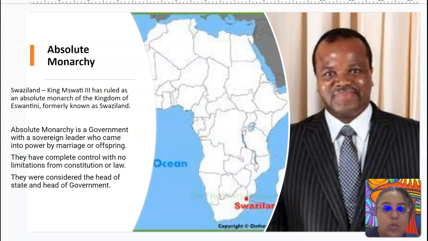Absolute monarchy: Swaziland. King Mswati III has ruled as an absolute monarch of the Kingdom of Eswatini, formerly known as Swaziland. Absolute monarchy is the government with a sovereign leader who came into power by marriage or offspring. They have complete control with no limitations from constitution or law. They were considered the head of state and head of government.